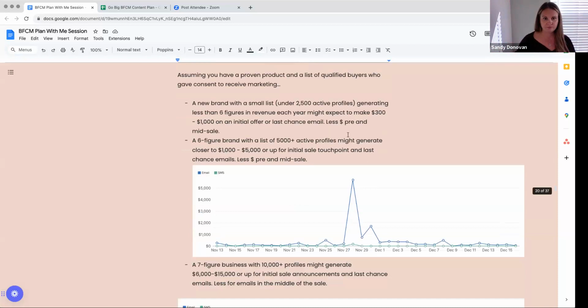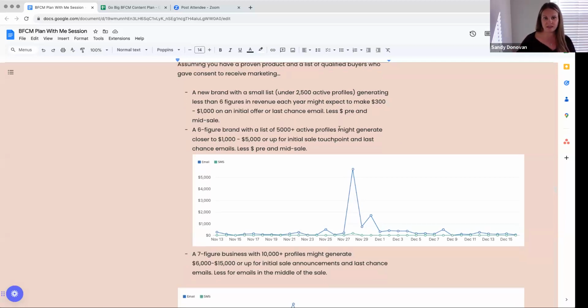So, all right. If you're brand new, you have a very small list, maybe under 2,500 active profiles. Maybe you haven't generated your first 6 figures yet. Maybe you're generating just 6 figures a year in revenue. You're just at that mark. If you send out an announcement for a sale, you might expect to make anywhere from $300 to $1,000 on that initial sale offer and a last chance email. You will probably make sales through, depending on how big your list is, with reminders and right before the sale and during the sale, but it's going to probably be less than those big spikes.